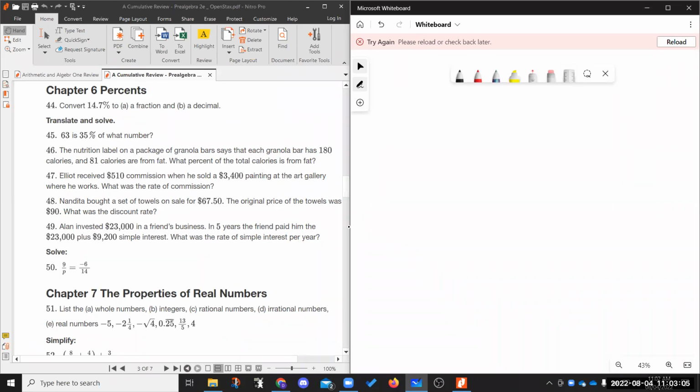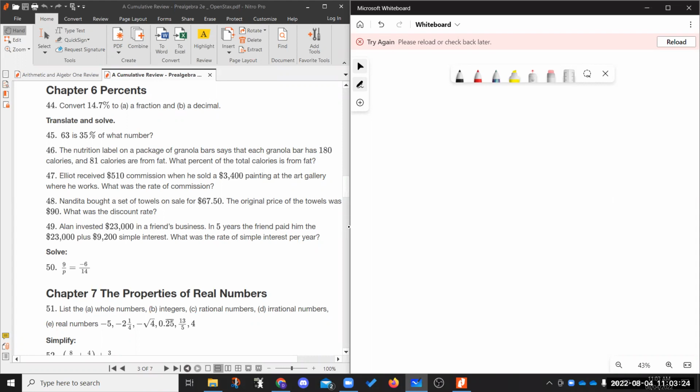Nandita bought a set of towels on sale for $67.50. The original price was $90. What was the discount rate? So the discount rate is going to be the difference in price divided by the original price.